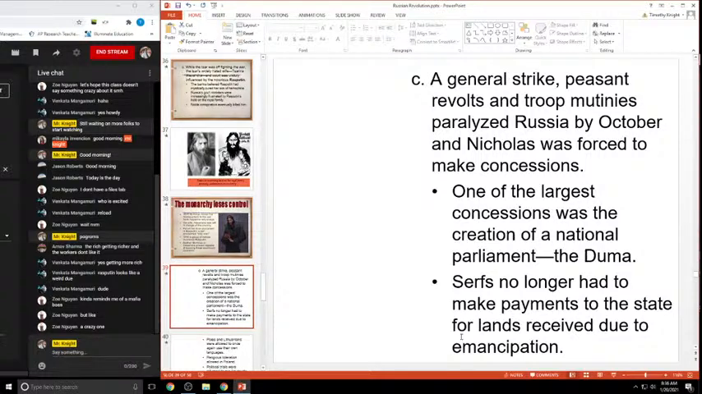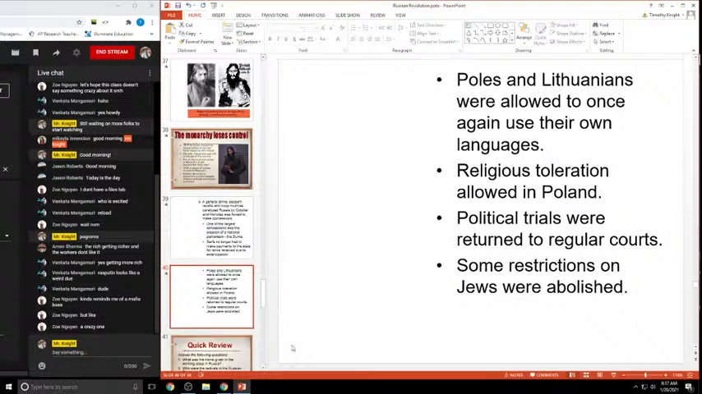And so a general strike of workers took place. Peasant revolts and troop mutinies started to paralyze Russia by October of 1916. And Nicholas was then forced to make concessions. One of the largest concessions that he was forced to make was the creation of that national parliament, the Duma, and serfs no longer had to make payments to the state for lands received due to getting their freedom from serfdom. That's kind of a side point. You don't really need to know that side of things.